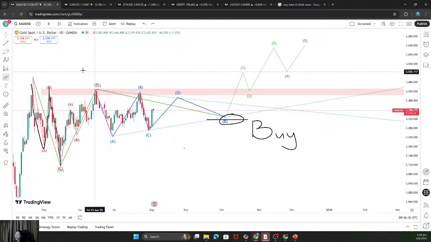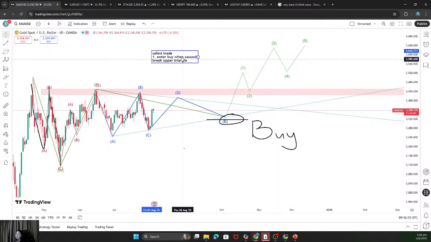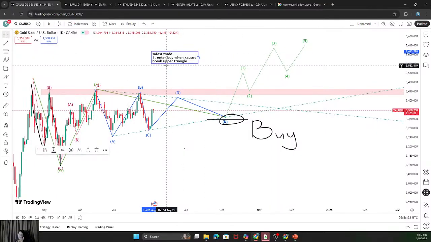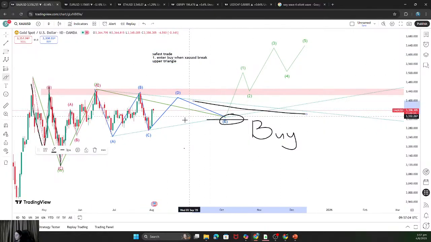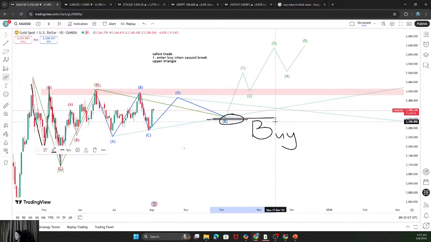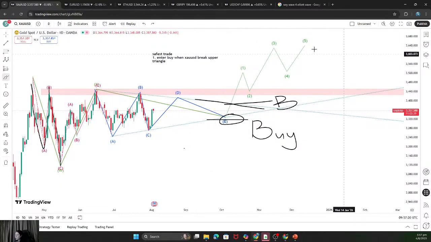More likely, the safest trade: enter a buy when XAUUSD breaks the upper triangle. This is literally what I'm going to do. It's not even advice I'm giving you. I'm going to wait for price to break this triangle. There are two ways: you can either get in at the E or you can get in at the break. The safest way is to get in at the break, and then I'm going to enter for a buy when price breaks the triangle, and then it's going to start with 1, 2, 3, 4, 5.